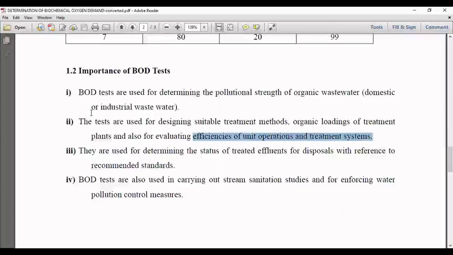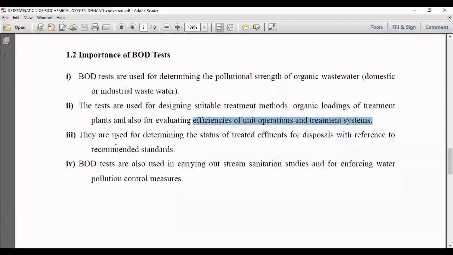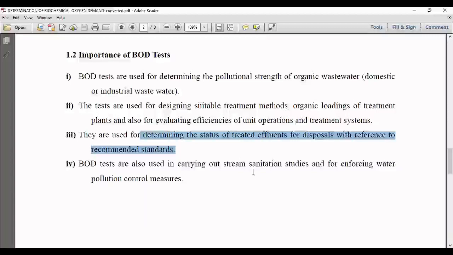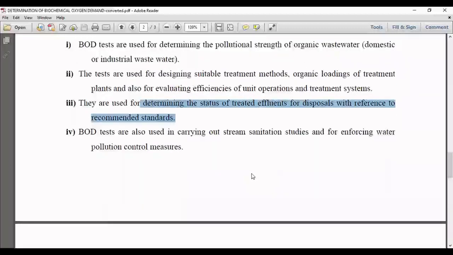So you would have got an overall idea that the BOD is very, very important. It has also been used for determining the status of the treated effluents for disposal with reference to the recommended standards. BOD tests are also used for carrying out stream sanitation studies and for enforcing water pollution controls.